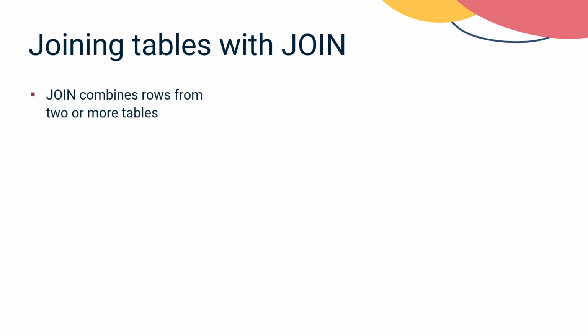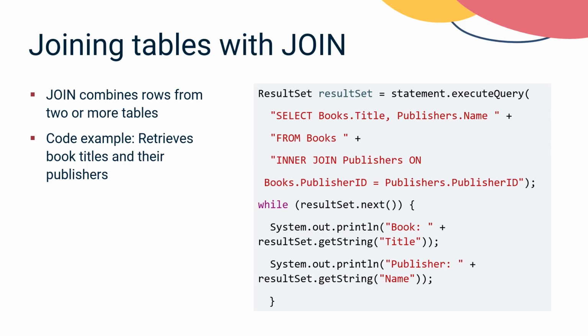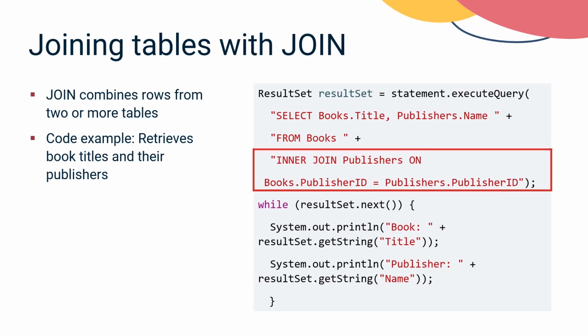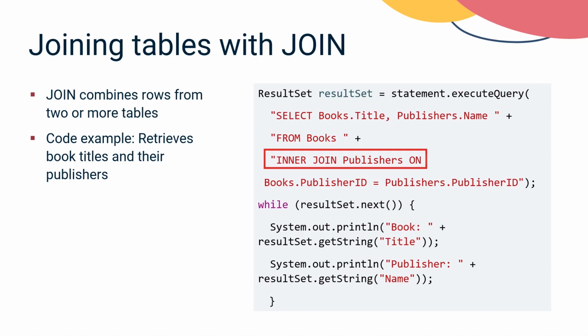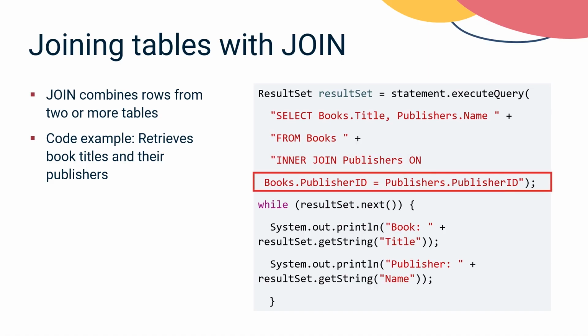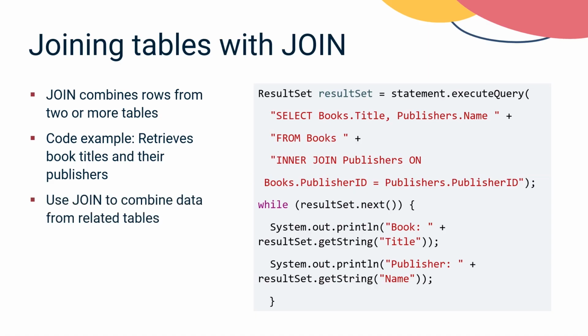You use the join clause to combine rows from 2 or more tables based on related columns. This code example retrieves book titles and their publishers. In this code, inner join combines rows from books and publishers where books.publisher_id matches publishers.publisher_id. The on clause specifies the condition for joining the tables. In this case, the publisher ID column is the key that links the two tables. You would use join to combine data from related tables, such as showing orders with customer details or products with their suppliers.